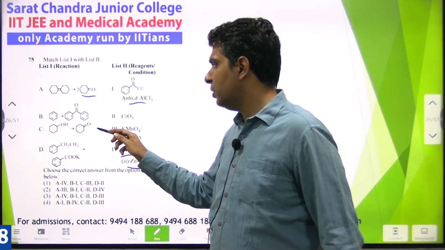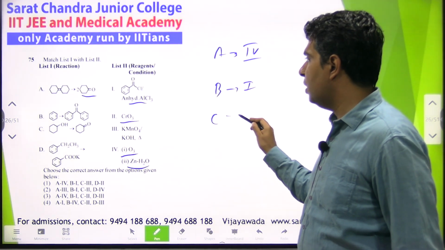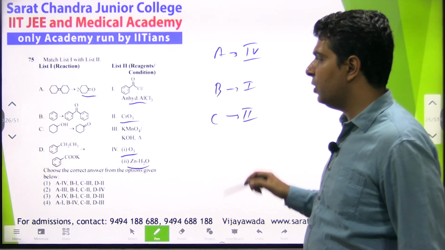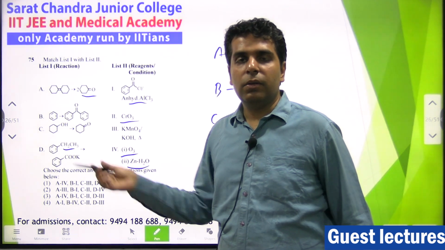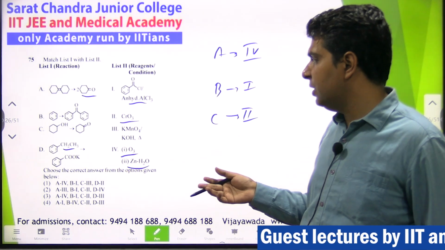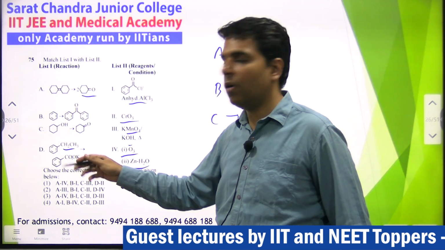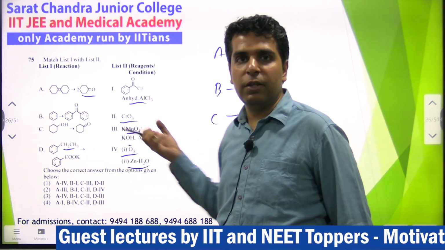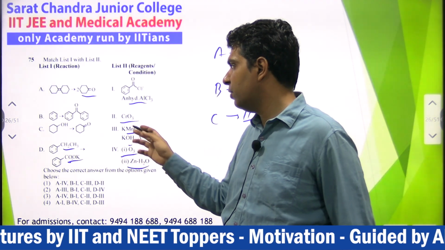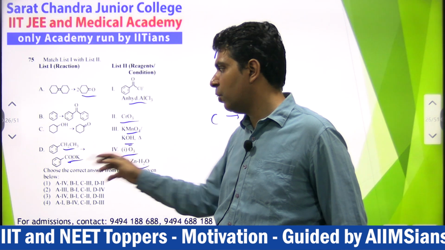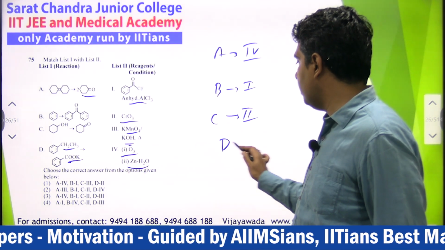So alcohol is oxidized to ketone, so chromium oxide can be used to oxidize this. So C is corresponding to 2, and this basically the alkyl benzenes are oxidized by KMnO4 to the carboxylic acid, irrespective of length of the alkyl chain, it will always be oxidized to carboxylic acid. So we are using KMnO4 in basic medium, so salt of carboxylic acid will be formed. So D is corresponding to 3.